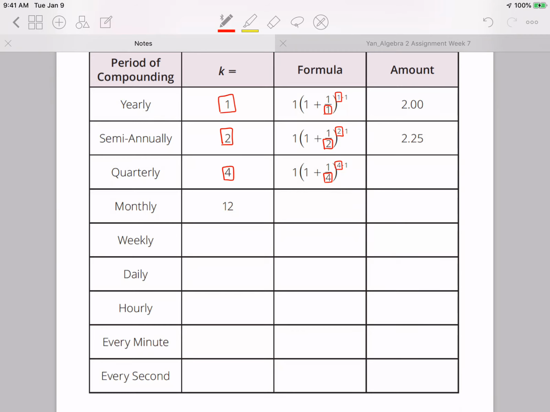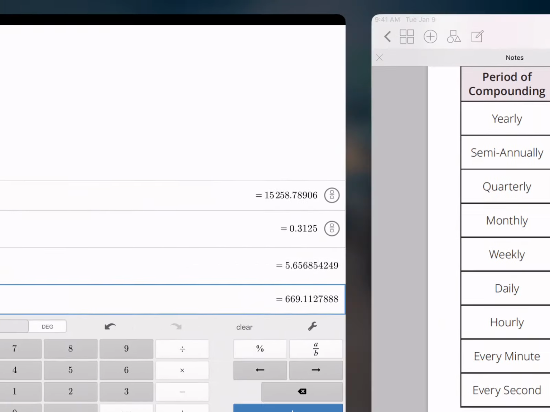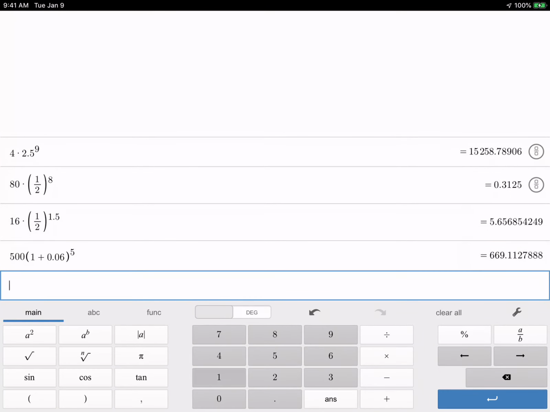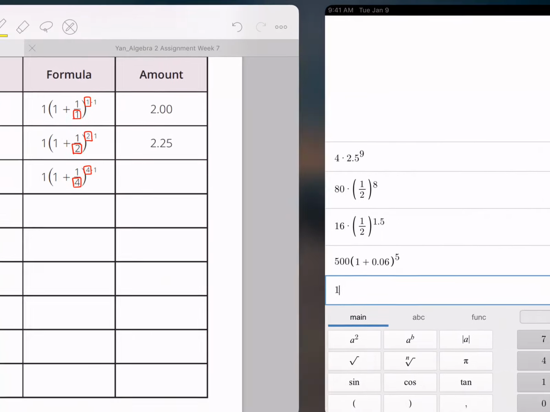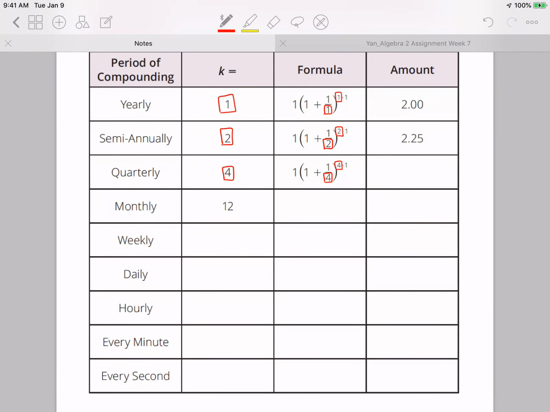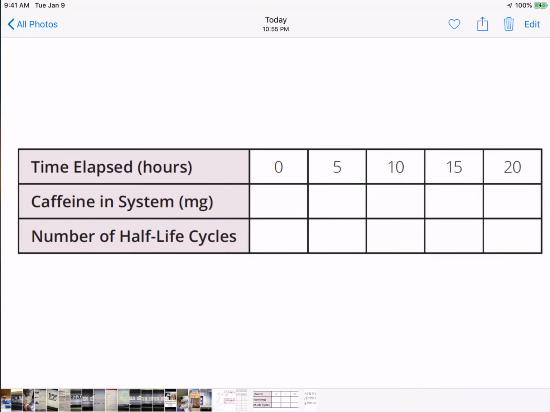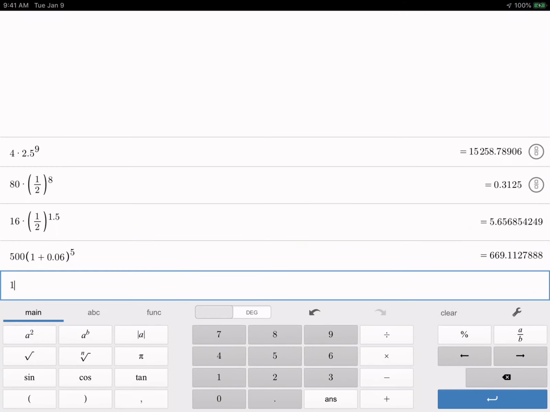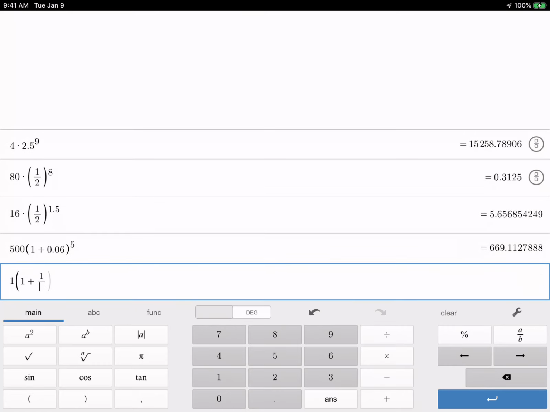Then we put it in the calculator. Let me just set it up. So I got 1, actually, do we have to? Let me see, this is 1.25. So 1 times 1 plus 1 over 4, raised to the 4. So it would be 2.44.